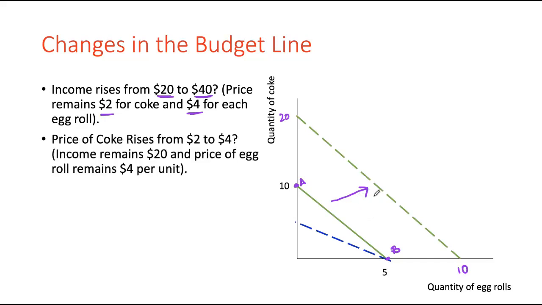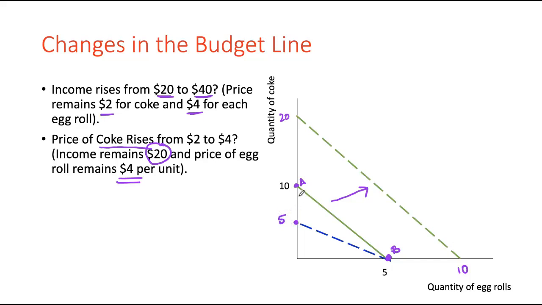Alternatively, we can also change the price of Coke now. So let's assume the price of Coke rises from $2 to $4. In this particular case, I'm assuming nothing happens to my income. So I'm still working with $20 and nothing is happening to the price of the other good, which is egg rolls. So that's static at $4. So if the price of egg rolls has not changed and income is the same, my horizontal intercept remains at B. But because Coke has become more expensive from 2 to 4, with income of 20, the maximum amount of Coke that I can buy is only 5 Cokes.